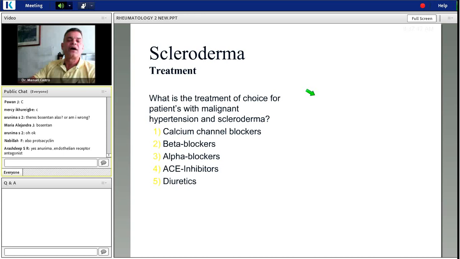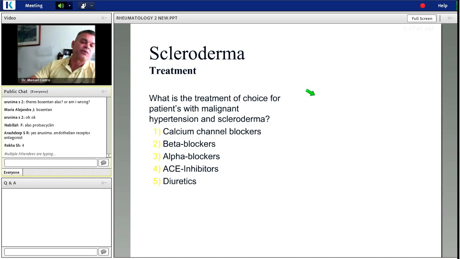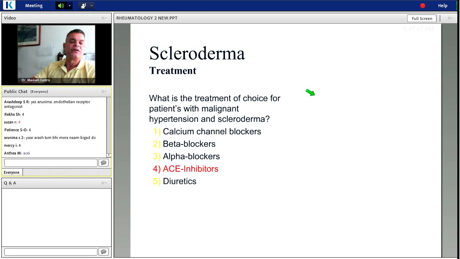Which of the following is the treatment of choice for patients with malignant hypertension and scleroderma? And we already saw this. This one is the one that we saw. We didn't see the pulmonary hypertension before. Yes, absolutely. You should be able to answer those very, very categorically.